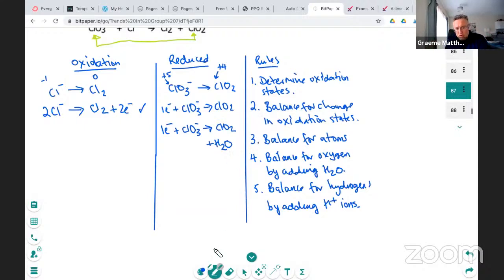So anyway, I've got 2 hydrogens on the right-hand side here. So I need to add 2 hydrogens on the left-hand side of my arrow. So right here, then I've got 2H plus and 1 electron and Cl.